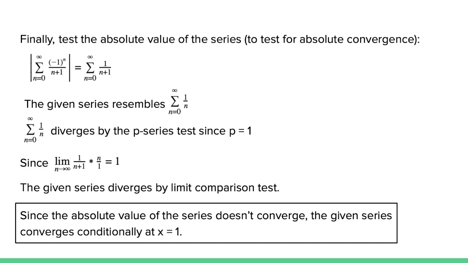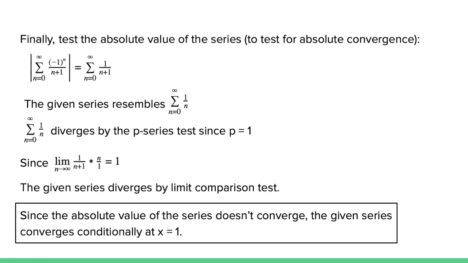We can use a limit comparison test for this because the given series resembles the sum from n equals 0 to infinity of 1 over n. The sum from n equals 0 to infinity of 1 over n diverges by the p-series test since p equals 1. Now we apply the limit comparison definition. Since the limit as n approaches infinity of 1 over n plus 1 divided by 1 over n equals 1, we know that the given series diverges by the limit comparison test.